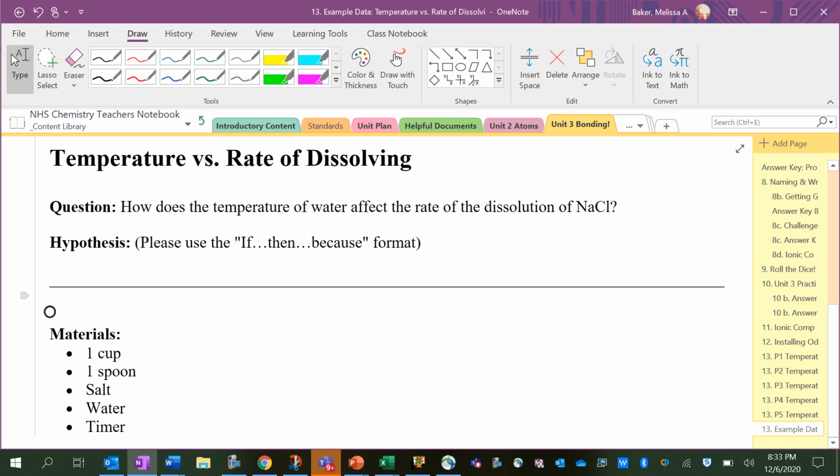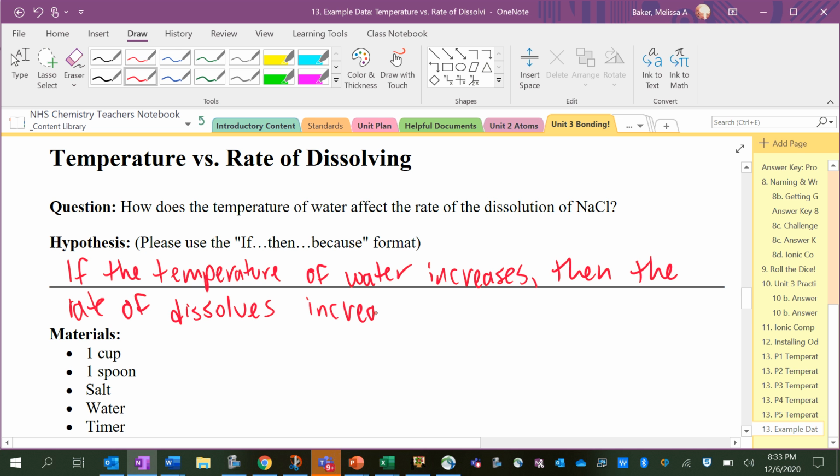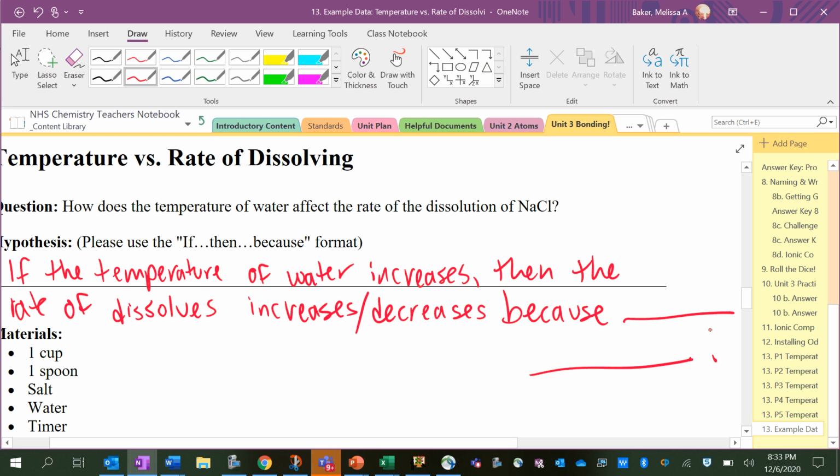So for example, you would write if the temperature of water increases, then the rate of dissolving, and then you would choose increases or decreases depending on what you think, or stays the same, and then explain your reasoning. So because, so you need to write a little bit more here.